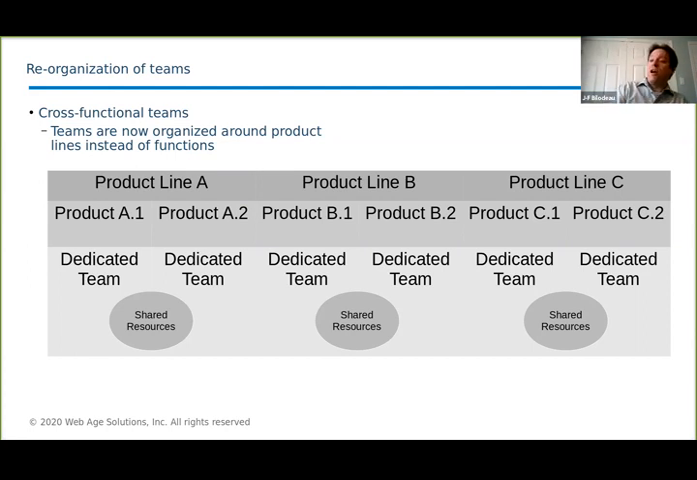So I've got 3 product lines over here, A, B, and C. Those product lines are composed of 1 or more products, and those products are developed and operated by a single, dedicated team. And again, that's going to be a big change over here, where programmers and network technicians and operators and systems administrators and whatever the case might be are now going to work together to develop and maintain that product.